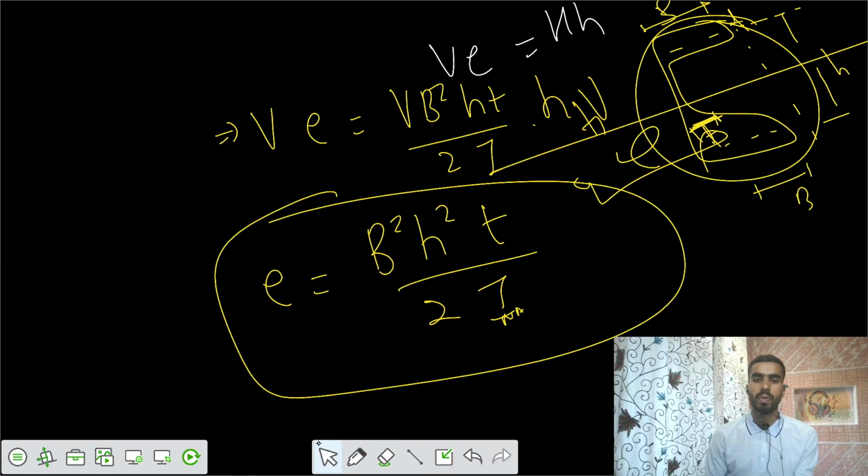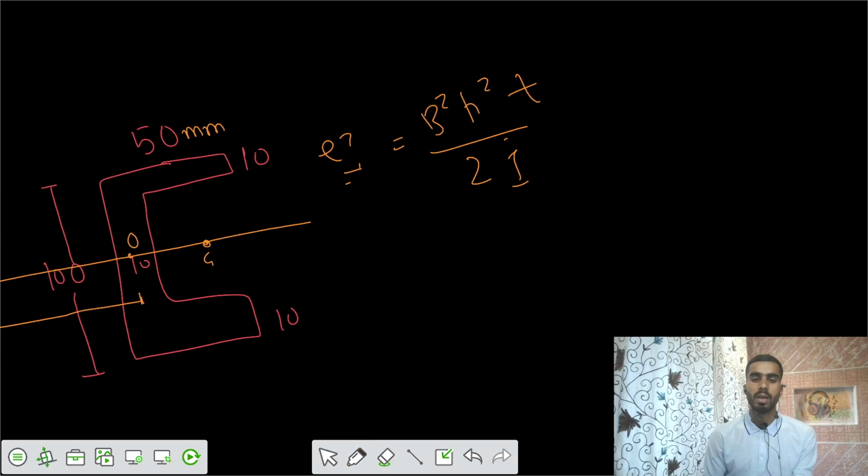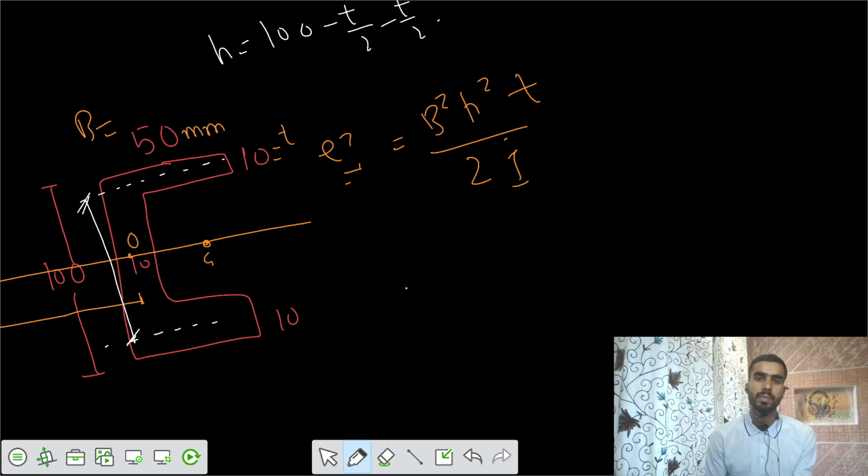So we know the equation: b square h square t by 2I. Now we know that b value equals 50. You know that t value equals 10. But what is the value of h? Can you get the value of h? I can say the value of h would be the center to center between the two flanges. Let's say this is your value of h. That would be h equals 100 minus t by 2 minus t by 2. That's 100 minus 10. That's 90.